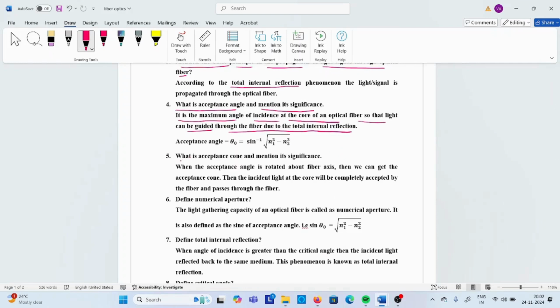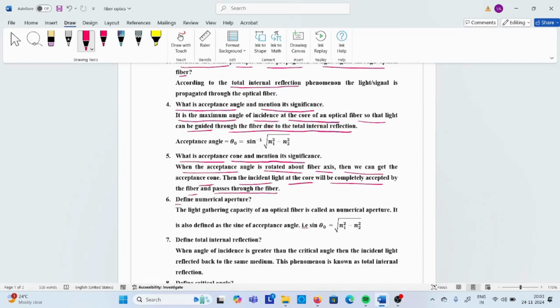Then the next one is, what is the acceptance angle and what is the acceptance cone? What is the important significance of the acceptance cone? When the acceptance angle is rotated about the optical fiber axis, you get the acceptance cone. Then the light with an angle of incidence at the core within this cone will be completely accepted by the optical fiber and pass through to the other end of the fiber because of the principle of total internal reflection.